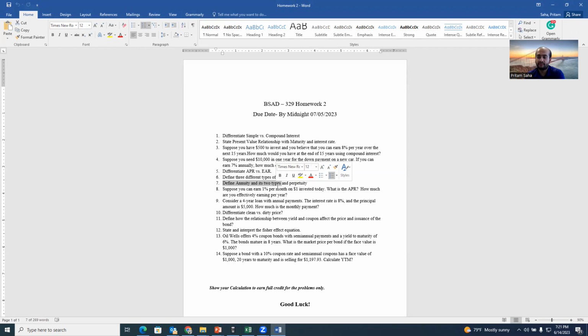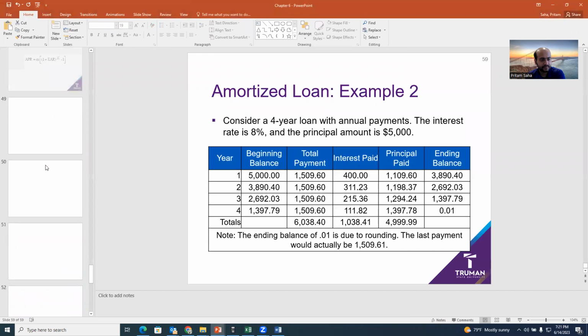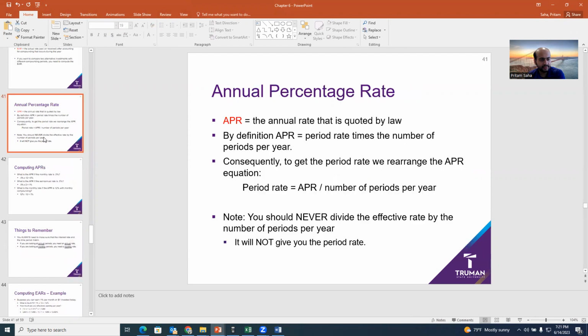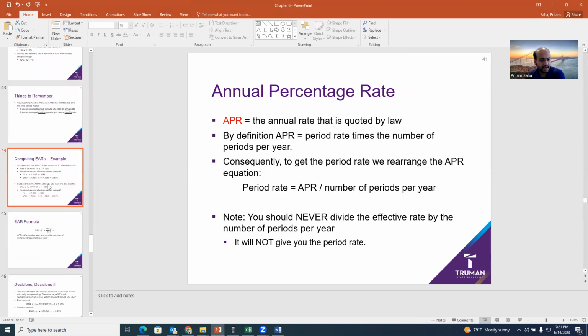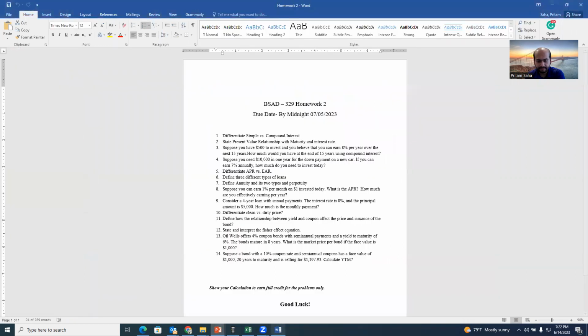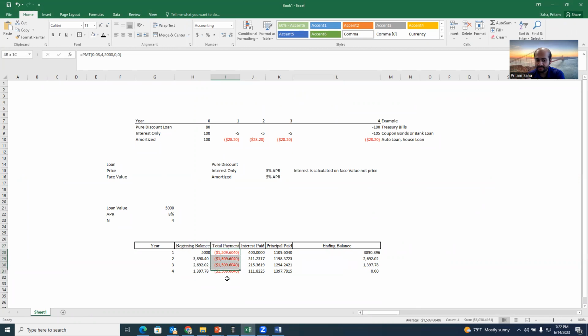When the first payment or first cash flow occurs at the end of the period, it's an ordinary annuity. When the first cash flow occurs at the beginning of the period, it's an annuity due. Perpetuity is an infinite series of equal cash flows. We did it today. If you go to the slide, we did it here. This one. How much is the monthly payment? When you say monthly payment, we are talking about total monthly payment, okay?